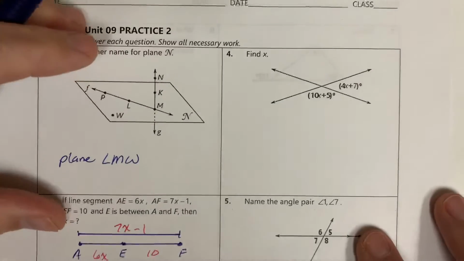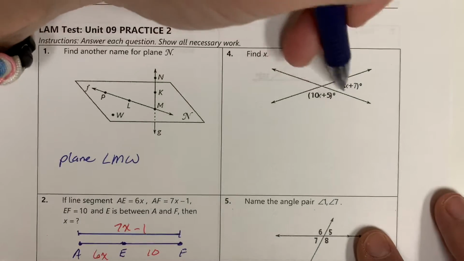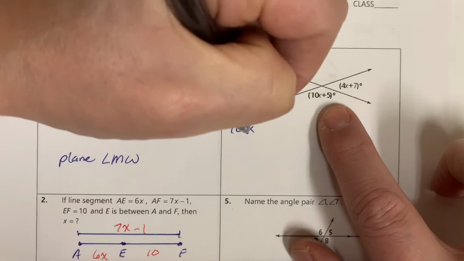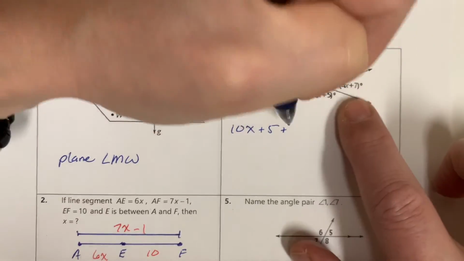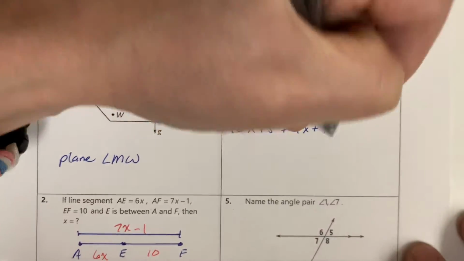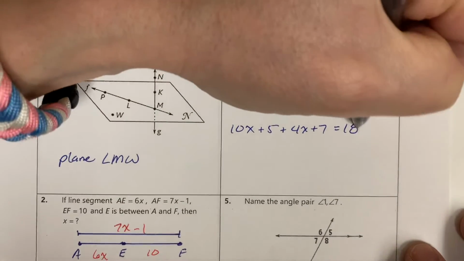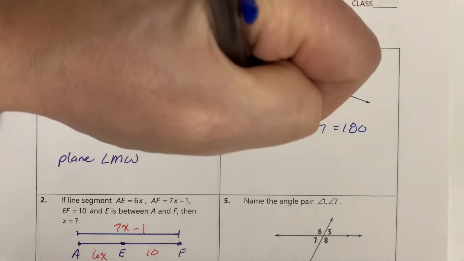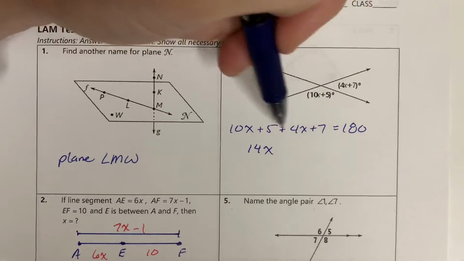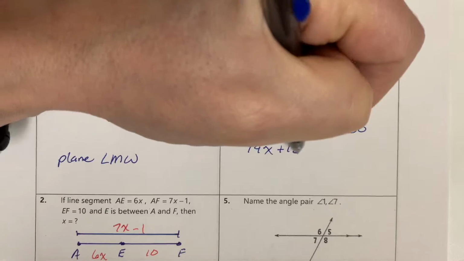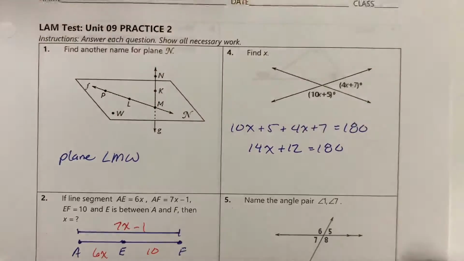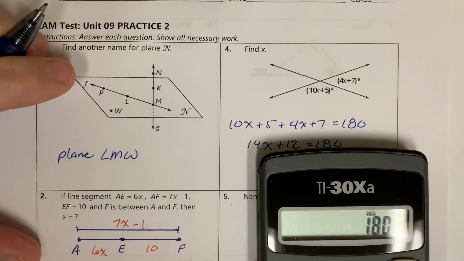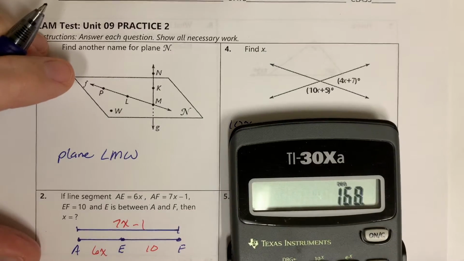Number 4, we have a linear pair again for that one. So we have to add these together and set it equal to 180. So we have 10x plus 5 plus 4x plus 7 equals 180. So let's clean up the left side. 10x and 4x make 14x. 7 and 5 make 12. Equals 180. All right, so now let's take 180, subtract 12, right? Minus 12, 168.